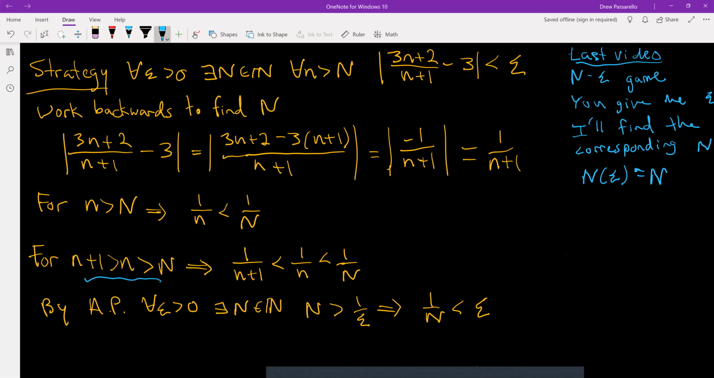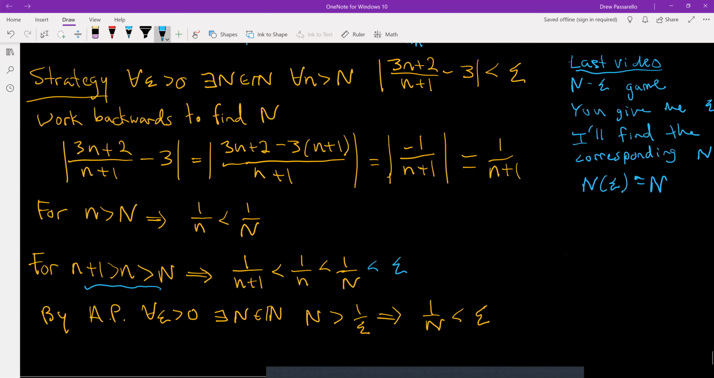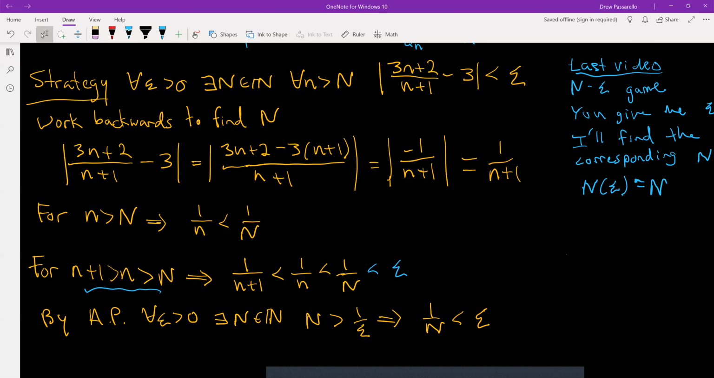All right, and that's what we need to find: this capital N, so that we have 1 over capital N less than epsilon. By the Archimedean principle, we know that for all epsilon greater than 0, there exists a natural number capital N such that capital N is greater than 1 over epsilon. Well, then that means 1 over capital N is less than epsilon. So essentially, we have this string of inequalities, so that we have this to be less than epsilon. All right, so we found our corresponding capital N that goes with the epsilon value.